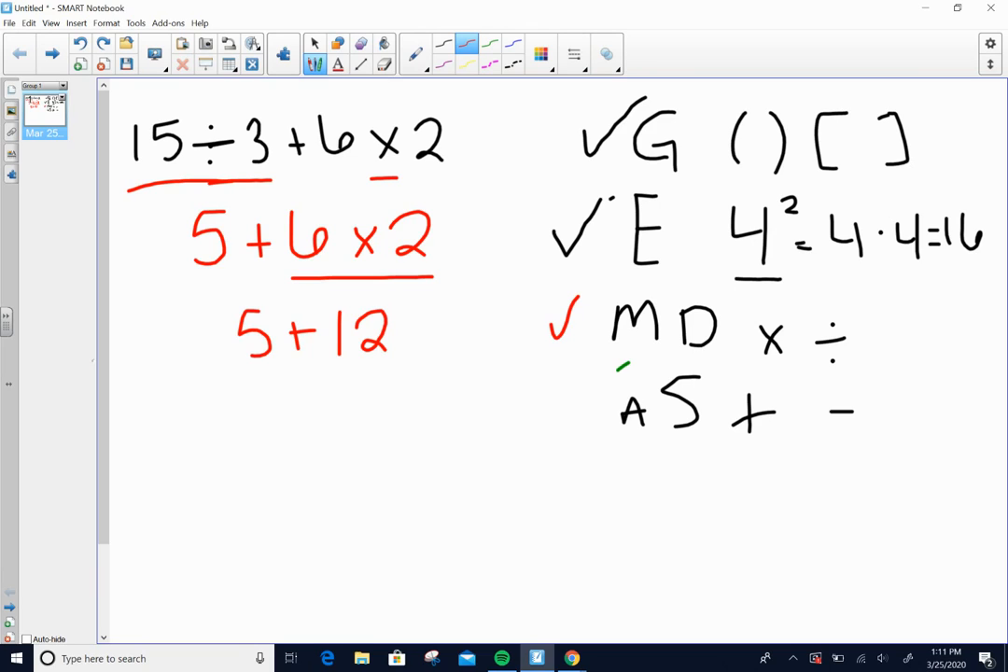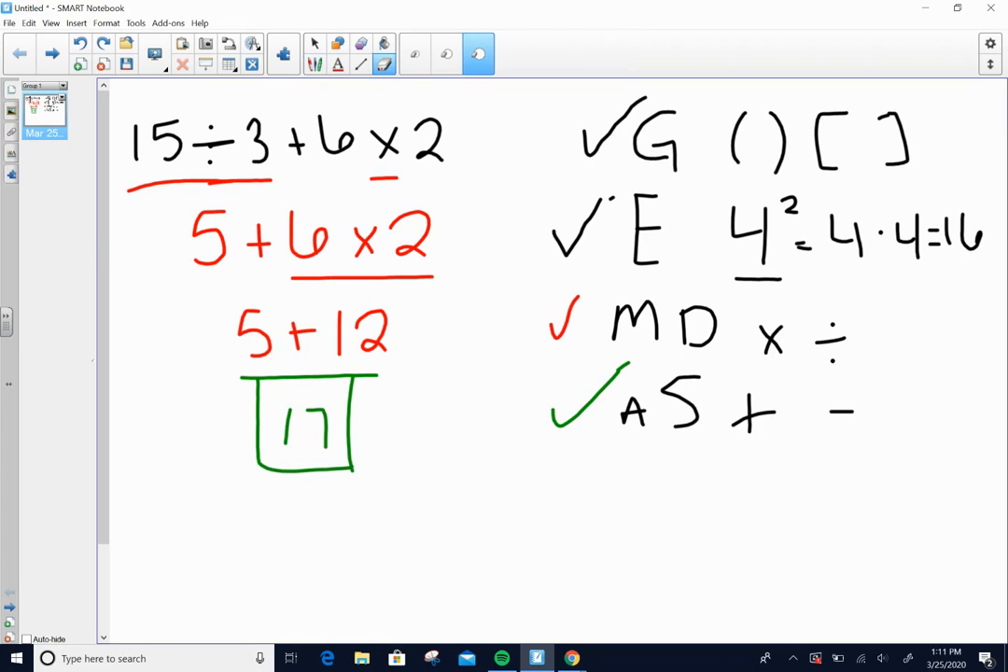The last thing I'm looking for is that addition and subtraction, and I am still adding in this problem. So I want to go ahead and take 5 plus 12, and that does give me 17. There's no other operations left, so I know that 17 is my final answer, and I can check that off. So that's our second example. I'm going to go ahead and go through a couple more here.